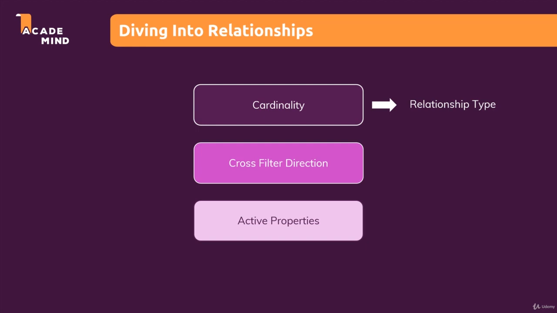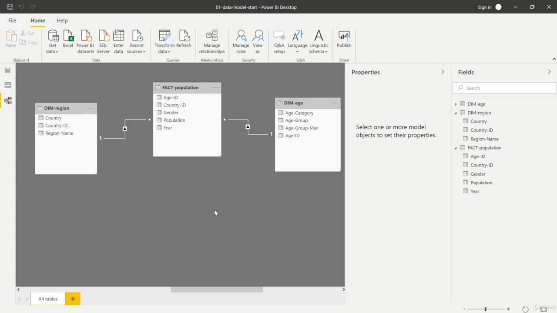So we saw all the relationship types we have. Therefore, it's time for the last core concept of relationships: active properties. I'm back in the course project, so not in the project from the last lecture.